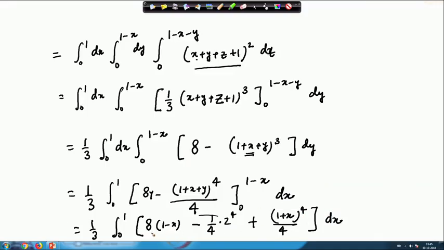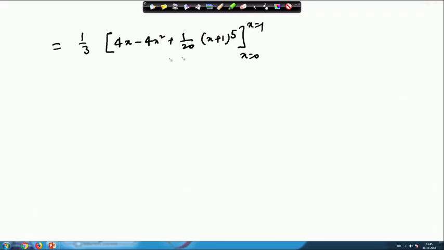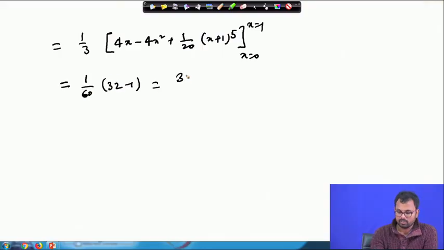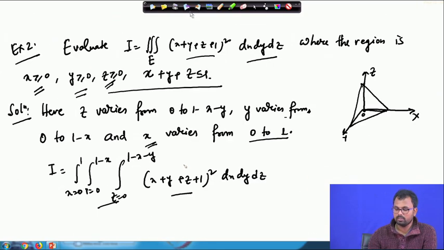I am pretty sure you will be able to do this integral because it is basically an algebraic expression, and after you do the integration you will obtain a result like this, and then we substitute the value and it will result in 1 by 60 times 32 minus 1. So basically 31 by 16. So that is the value of this integral evaluated over this region actually.